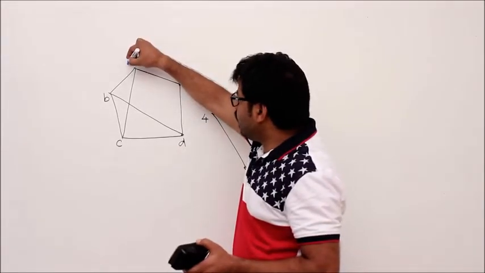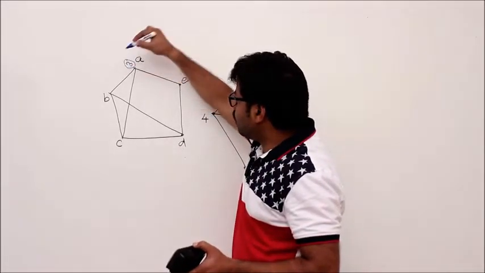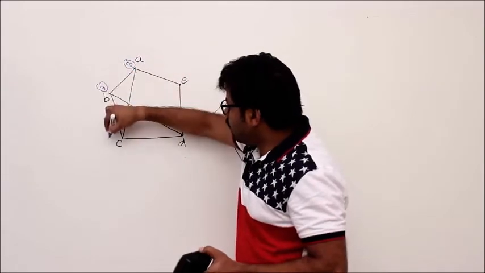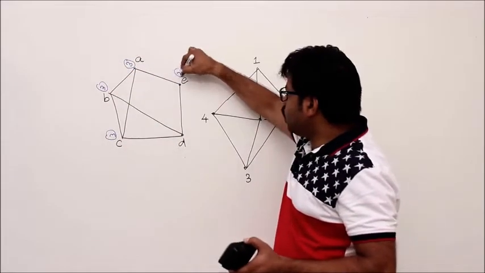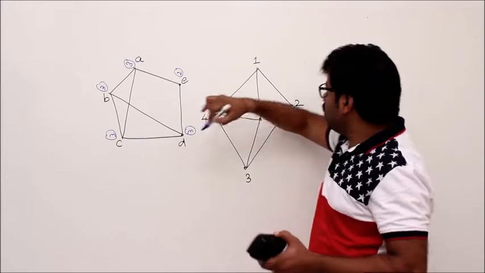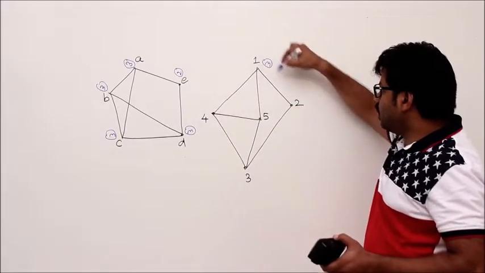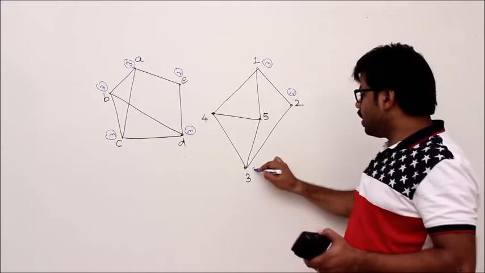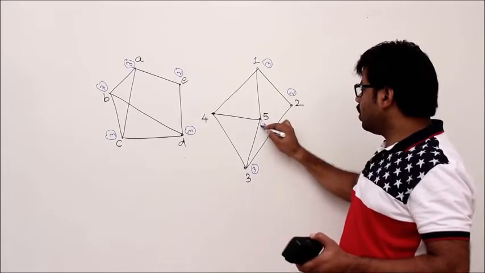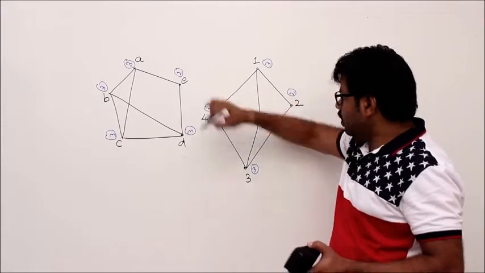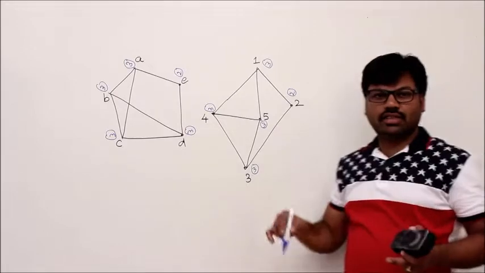So I am listing out the degree sequence. Degree 3, right? Degree 3, degree 3. This is degree 2, degree 3. So here degree 3, degree 2, degree 3, degree 3 and degree 3. Now the degree sequence matches, right?